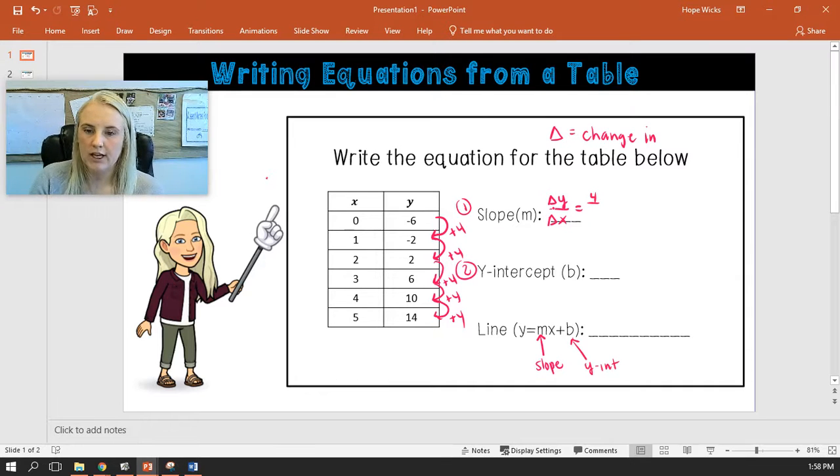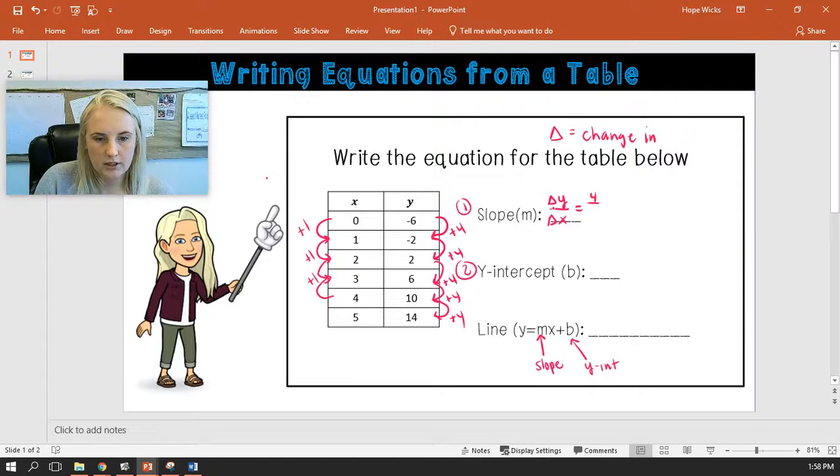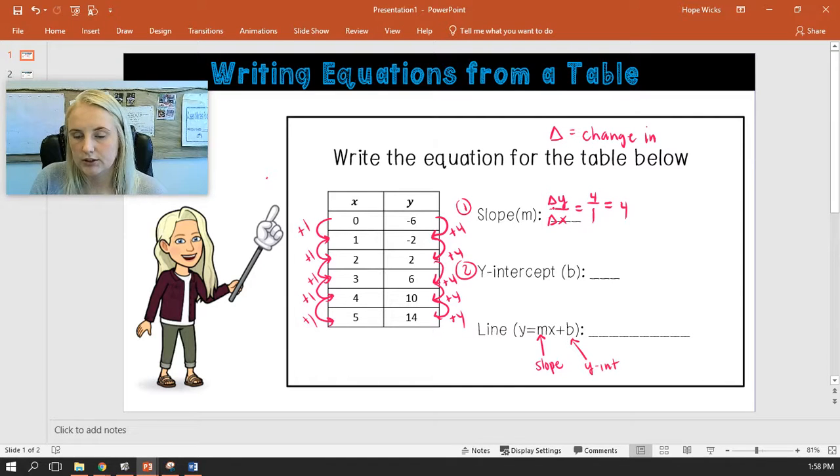Okay? What about our change in x though? Let's figure it out. What's going on from 0 to 1? Well, we're adding 1. What's going on from 1 to 2? Same thing. And from 3 to 4? Same thing. And 4 to 5. Plus 1 everywhere. So we can actually just put 1. We all know 4 divided by 1 is actually just 4. So right now we have our slope, but we still need to find our y-intercept before we move on.